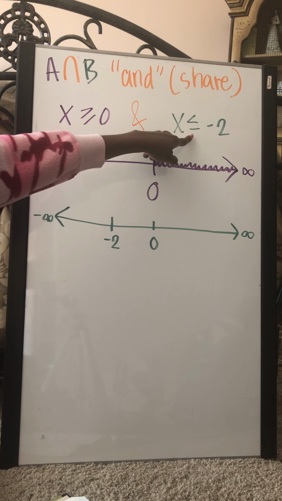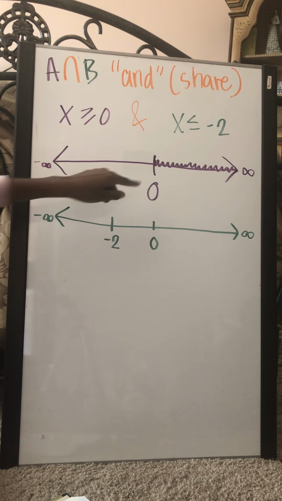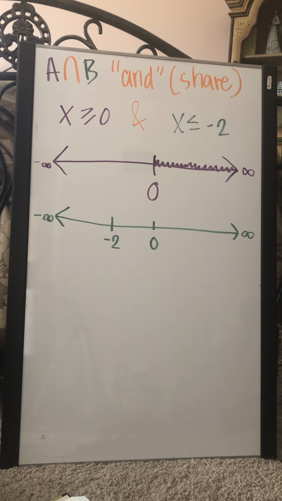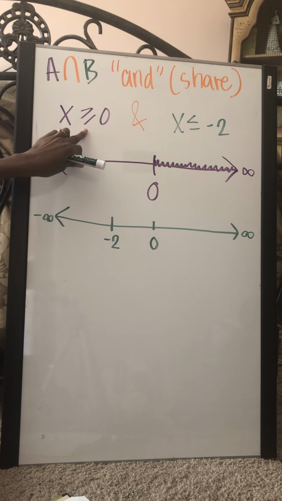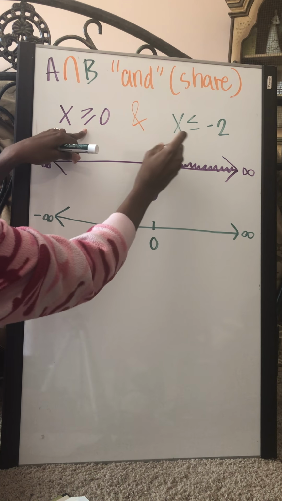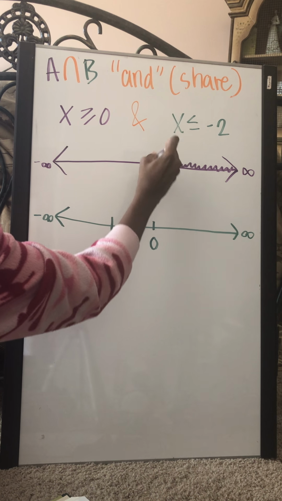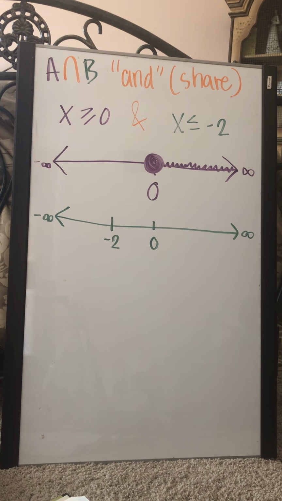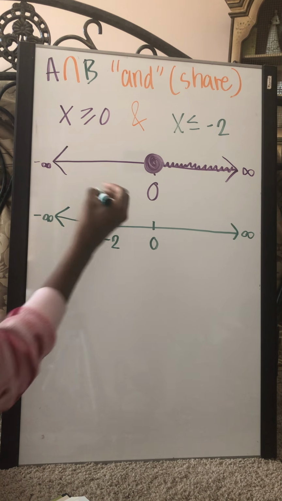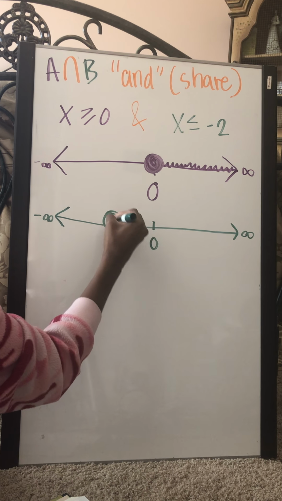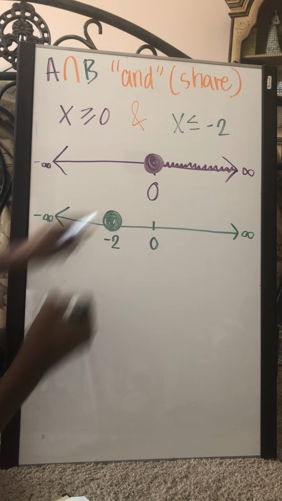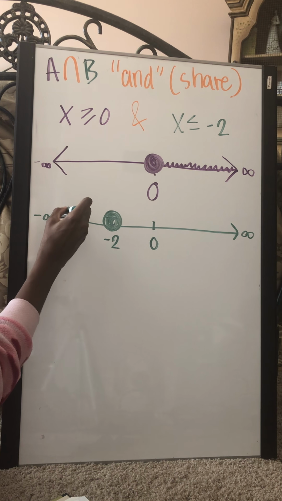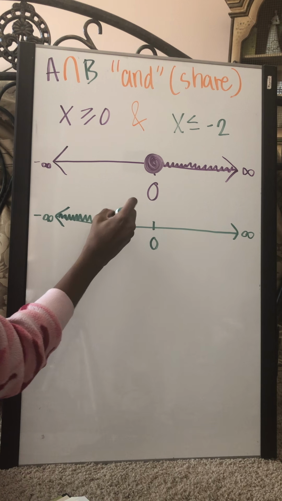It says there's a line, so we missed something on the purple one. Anybody see it? Because there's a line, that means that we're going to have a closed circle, so we are including 0. Okay, so next, for the green one, at the -2, we are also going to have a closed circle because we're including it. And then it says less than, so we shade to the left, okay?